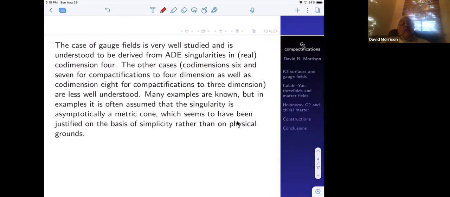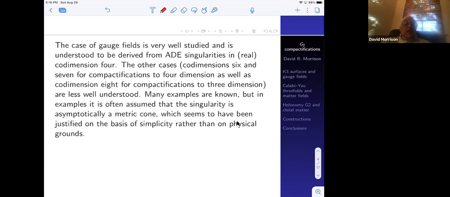So the gauge field situation is very well studied. It's understood to be derived from what are called ADE singularities. There's a classification of simple singularities in complex dimension 2, which will be complex codimension 2 in these spaces, or real codimension 4. And other cases which have real codimension 6 and 7 for compactifications to 4 dimensions, and the case I'm not really talking about today, which is codimension 8 for compactification to 3 dimensions. Those cases are much less well understood.